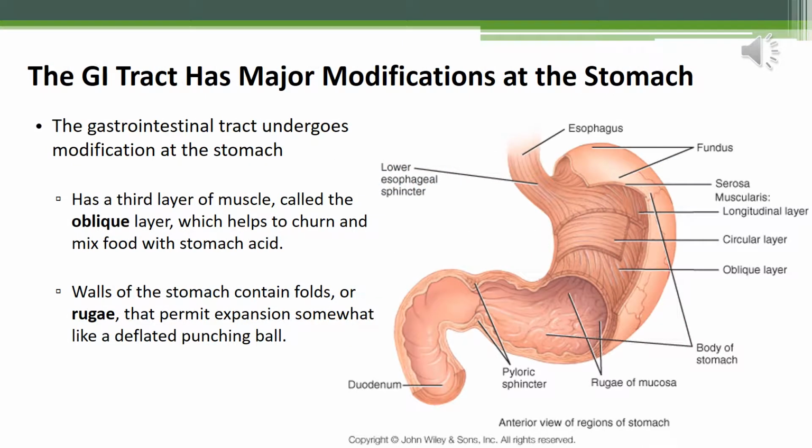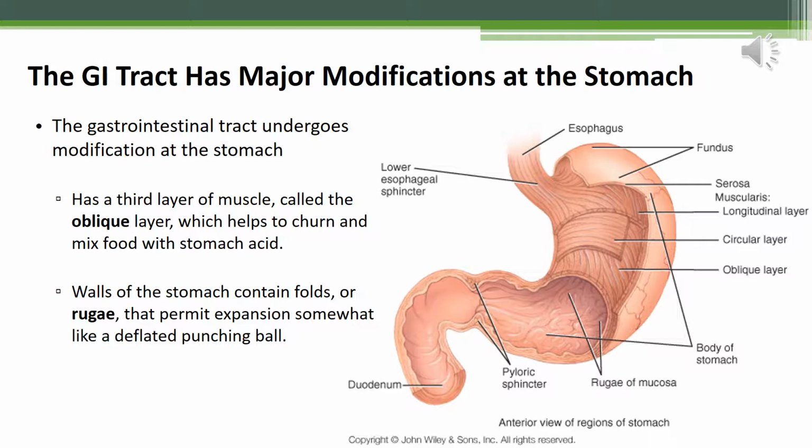The GI tract has some major modifications at the stomach. The stomach actually has a third layer of muscle within the muscularis called the oblique layer, which helps to churn and mix food with the stomach acid. In addition, the walls of the stomach have folds called rugae, within the mucosa, which help to permit the expansion of the stomach when we've put food into it. When the stomach isn't full, these folds make it look somewhat like a deflated punching ball.